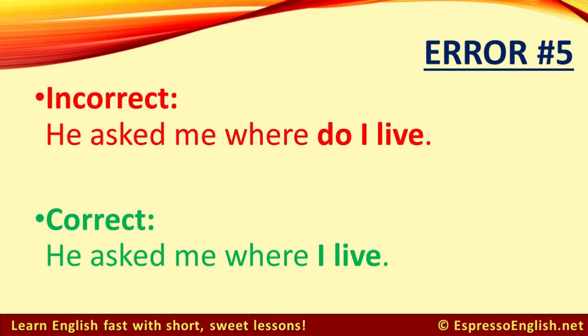Mistake number 5 is with reported questions. Don't say, he asked me, where do I live? The correct sentence is, he asked me where I live. This sentence is an example of a reported question. We are talking about a question someone asked in the past. And in reported questions, we don't use the helping verbs do, does, or did.